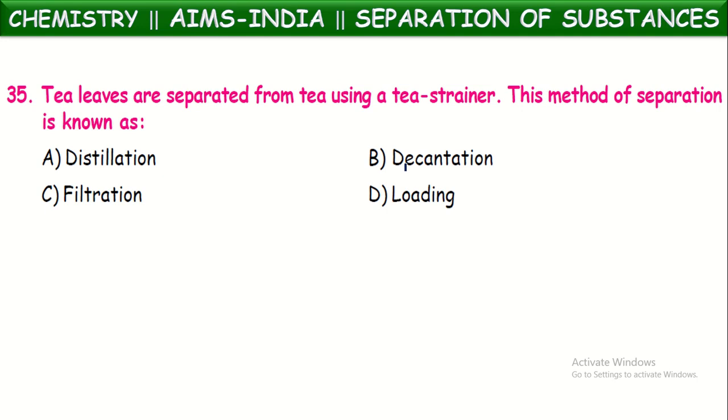Next, tea leaves are separated from tea using a tea strainer. This method of separation is known as, what do we call this process? They take these tea leaves along with the tea and pour them through a tea strainer. So pure decoction of tea will come down and be collected into one container, and those tea leaves will remain in that strainer. This process is called filtration, isn't it? It's called filtration.